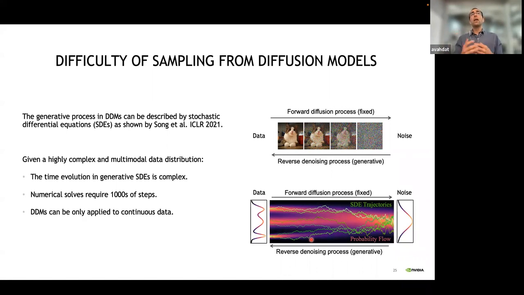So if you want to simulate them and solve this SDE numerically, you end up actually using thousands of steps. And this is one of the reasons why sampling from diffusion models is slow, because these SDEs that emerge in diffusion models can actually be very complex and very slow to solve numerically.